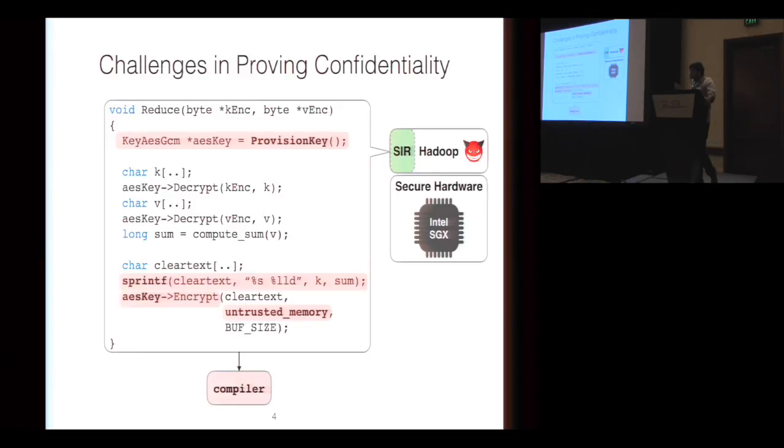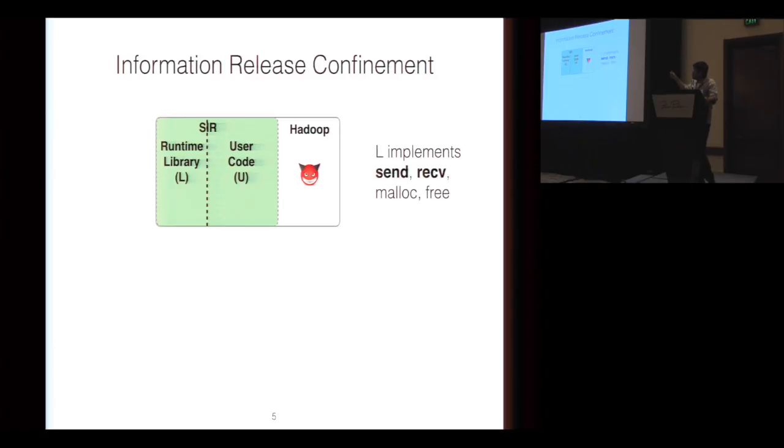Finally, all of this code will be compiled using a compiler, which may have bugs. So our solution is as follows. We're going to partition our SIR into two parts, a verified runtime library and user code that's going to be provided by the developer. The runtime library will take care of a lot of the code, for example, by implementing a send and a receive API. So in order to output a result, the user can invoke a send, instead of encrypting it and sending it out to the untrusted memory themselves.